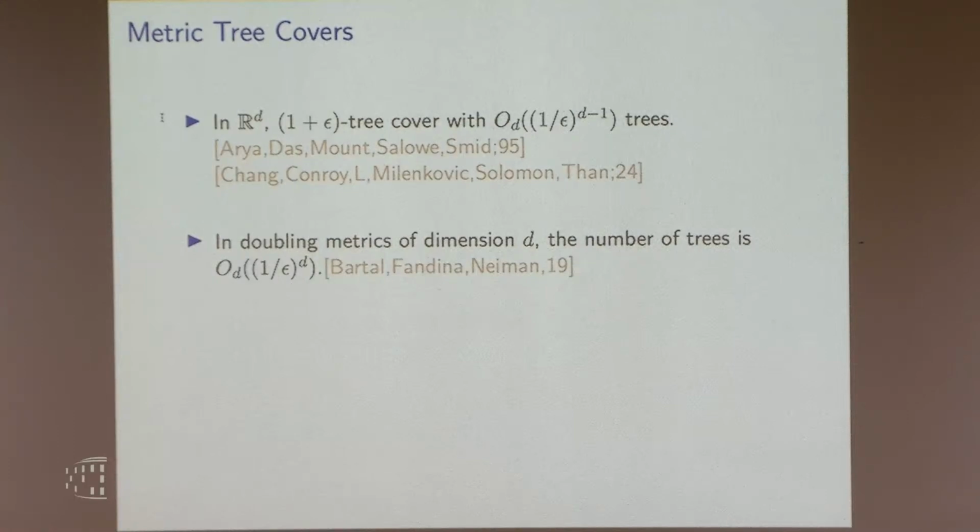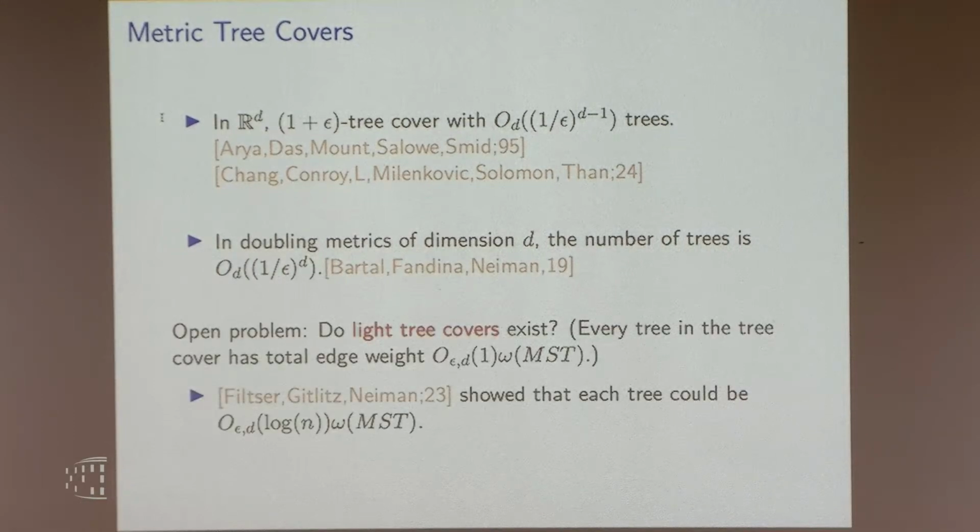But these are the trees. The trees here are only guaranteed to preserve distances, but nothing else about the tree. The tree is obviously sparse, right? Because a tree can only contain few edges. But one interesting open question is, do light tree covers exist? Meaning that the tree should look similar to the minimum spanning tree. Could you build a tree cover where every tree looks more or less similar to the minimum spanning tree? That I think is interesting.